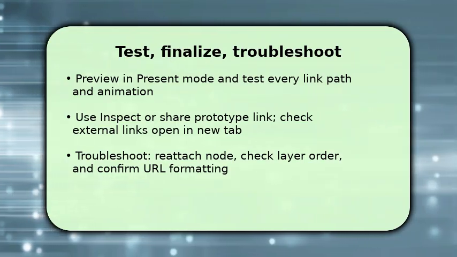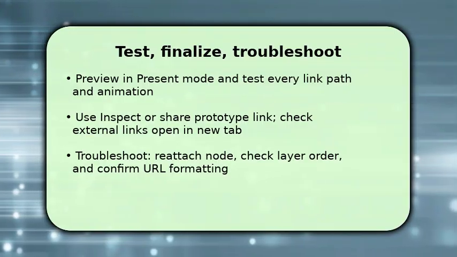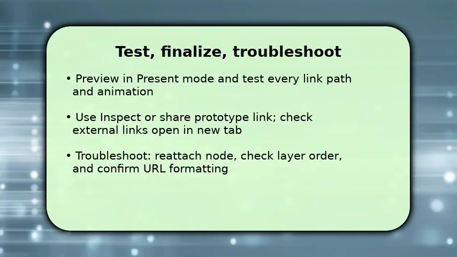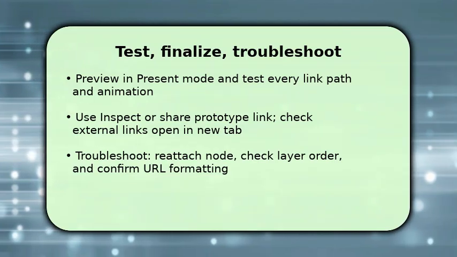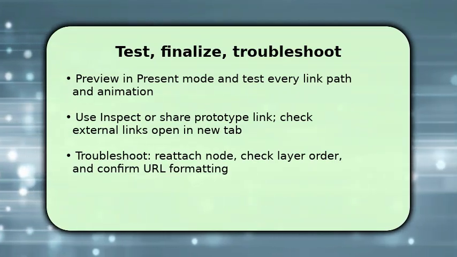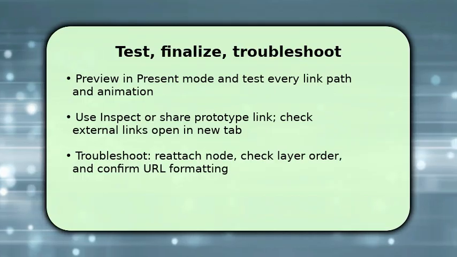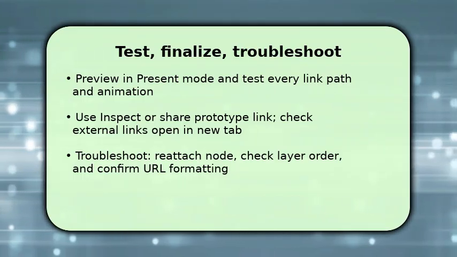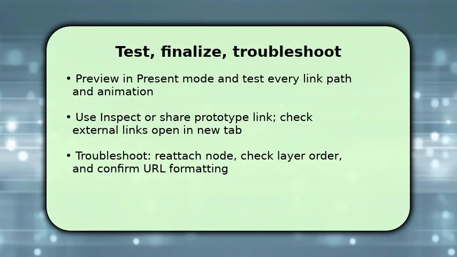If something fails, reattach the interaction node, ensure the text layer is topmost and not blocked by invisible layers, and confirm URLs include HTTPS, / or valid formatting. Once fixed, lock layers you don't want changed and save a version for tracking.